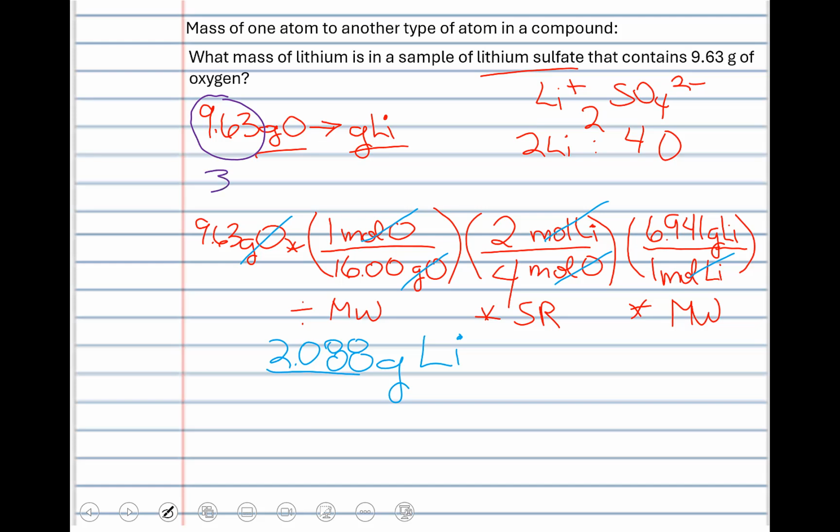9.63 has 3 sig figs in it. The rest of these values are either absolute values, like 2 to 4, or values we know to more than 3 significant figures. So we need to take our final value and get it to 3 sig figs. Let's of course not forget to round upward, so we wind up with 2.09 grams of lithium.